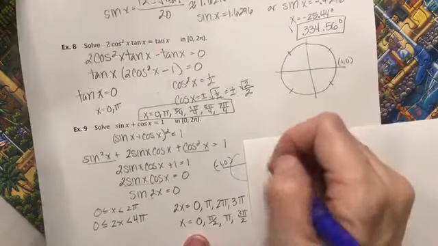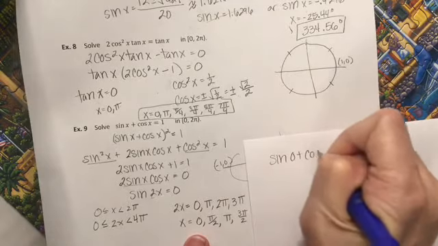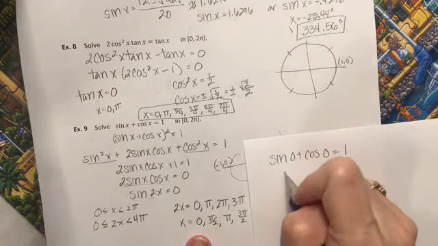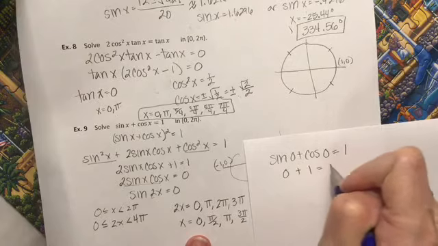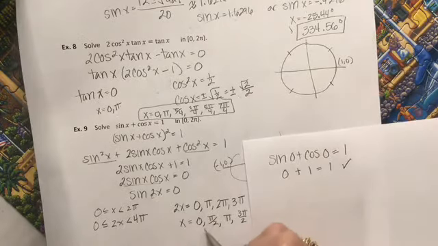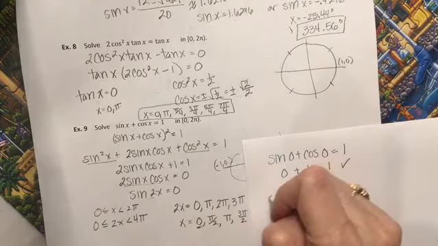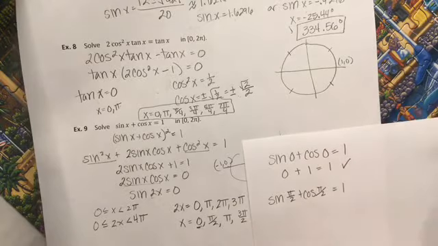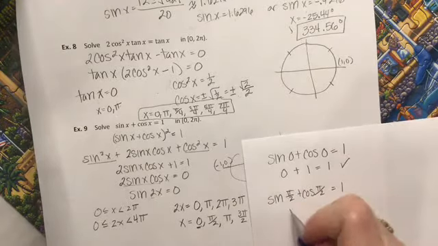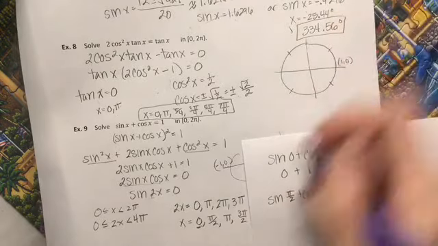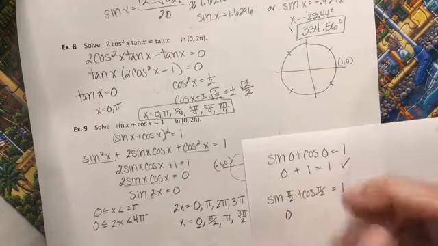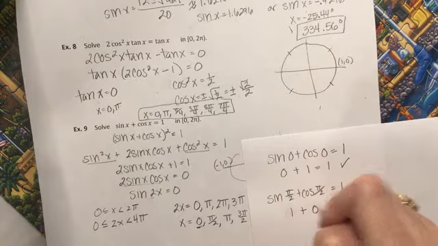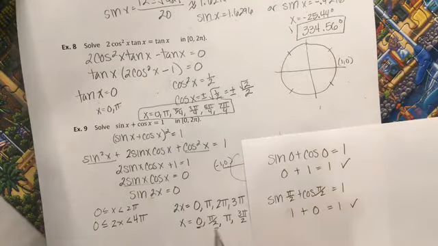I'm going to try sine of 0 plus cosine of 0. Does that in fact equal 1? Well, the sine of 0 is 0. The cosine of 0 is 1, and that equals 1. So that worked. Okay, so this actually is a solution. I'm going to underline it. Now let's try sine of pi over 2 plus cosine of pi over 2. Does that equal 1? The sine of pi over 2 is 1, and the cosine of pi over 2 is 0. And that does work. So these first two are solutions.